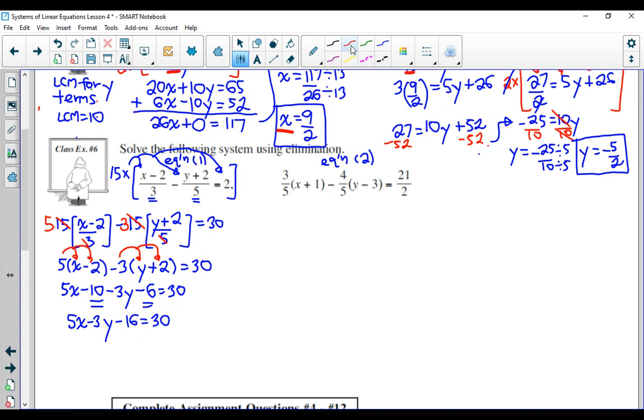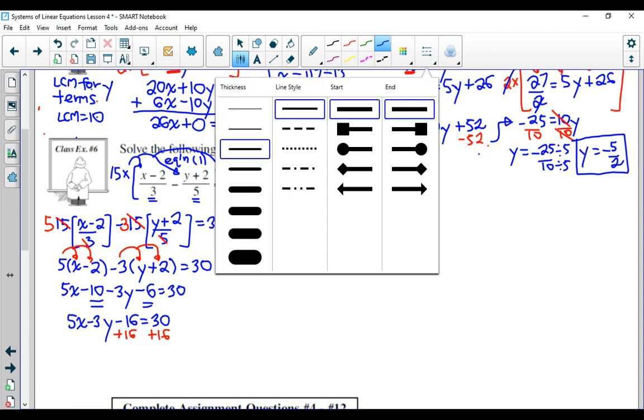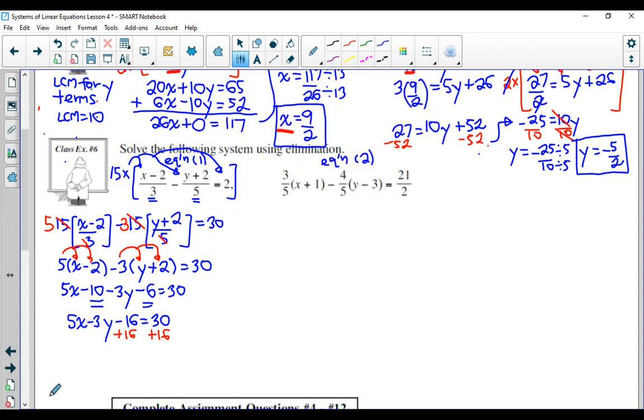And remember, we want the constant terms on a separate side from the variables. So we're going to add 16. We're going to add 16. And then I'm going to get an equation that I can now start with. Okay, so that equation is 5x minus 3y is going to be equal to positive 46. Okay, we're going to call this equation number 3.